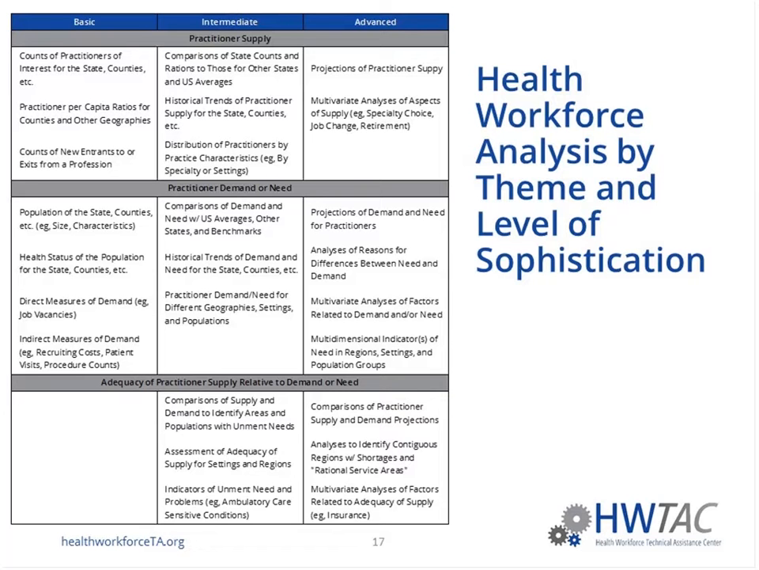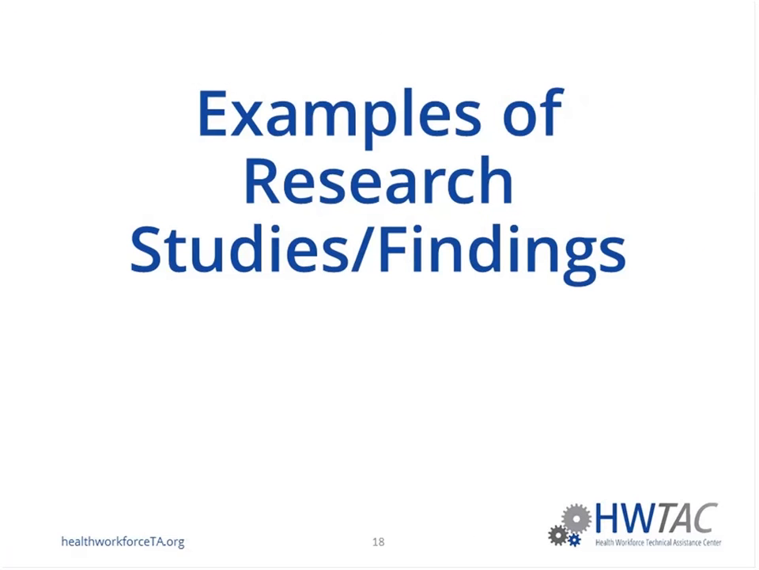On the top, we have the levels of sophistication, and then they're broken down by the theme, like supply, demand, need, or adequacy. And so it basically creates this 3-by-3 table. Now, ultimately, we decided that there are no basic adequacy studies. But nonetheless, this is how we decided to organize our chapter on health workforce examples. And so I'm just going to run through a few of them real quick for you.